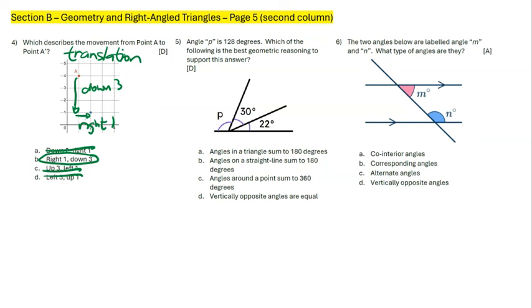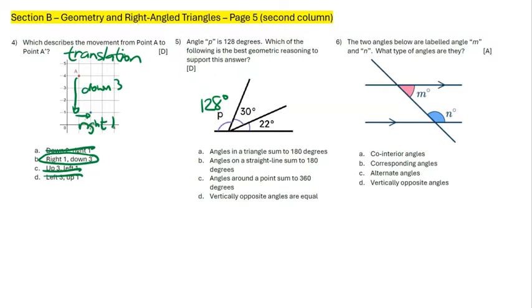So now into question number 5. Angle P is 128 degrees. So they've actually given us the answer here. So it's 128 degrees. Which of the following is the best geometric reasoning to support the answer there? Or a bit of formatting issues there. That should have been up there, but that's no stress.